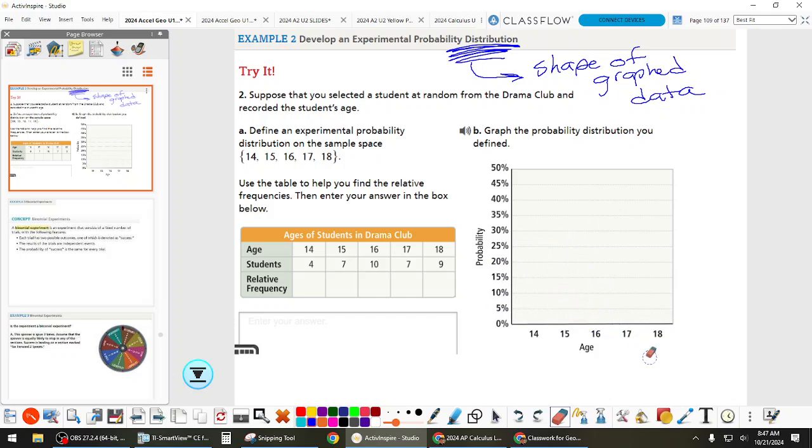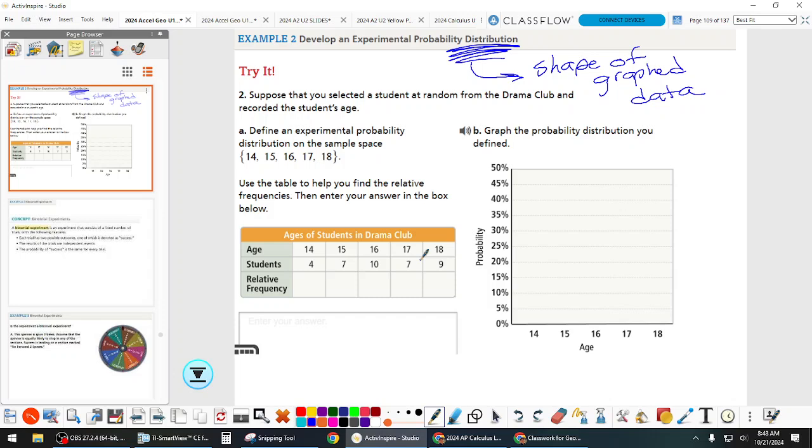So let's talk briefly. It's an easy concept to understand. Suppose you selected a student at random from the drama club and recorded the student's age. Okay. Define an experimental probability distribution on the sample space. What are these numbers? That's our sample space. What do they mean? Those are the ages, right? And so in a high school, you would expect probably 14 to 18-year-old students. Okay? And so experimental probability means we actually went and picked these students, and here's the data that we gathered. Okay? So 14-year-olds, we picked 4 of them, etc.